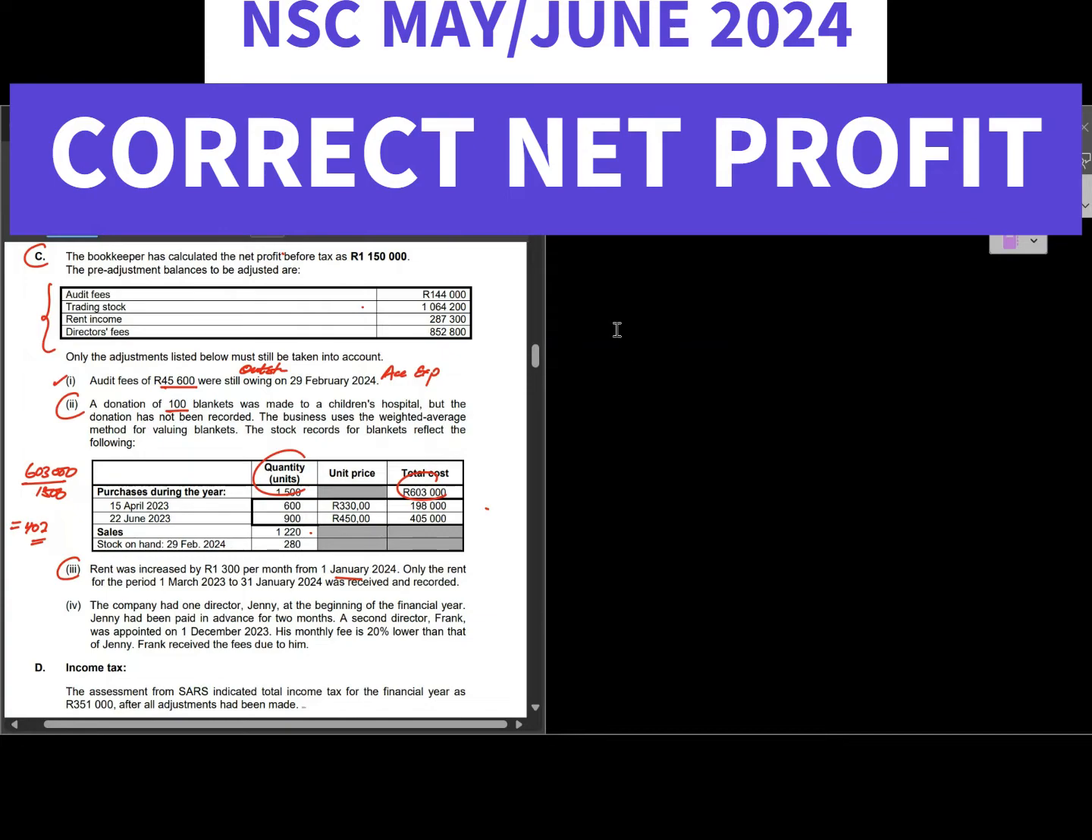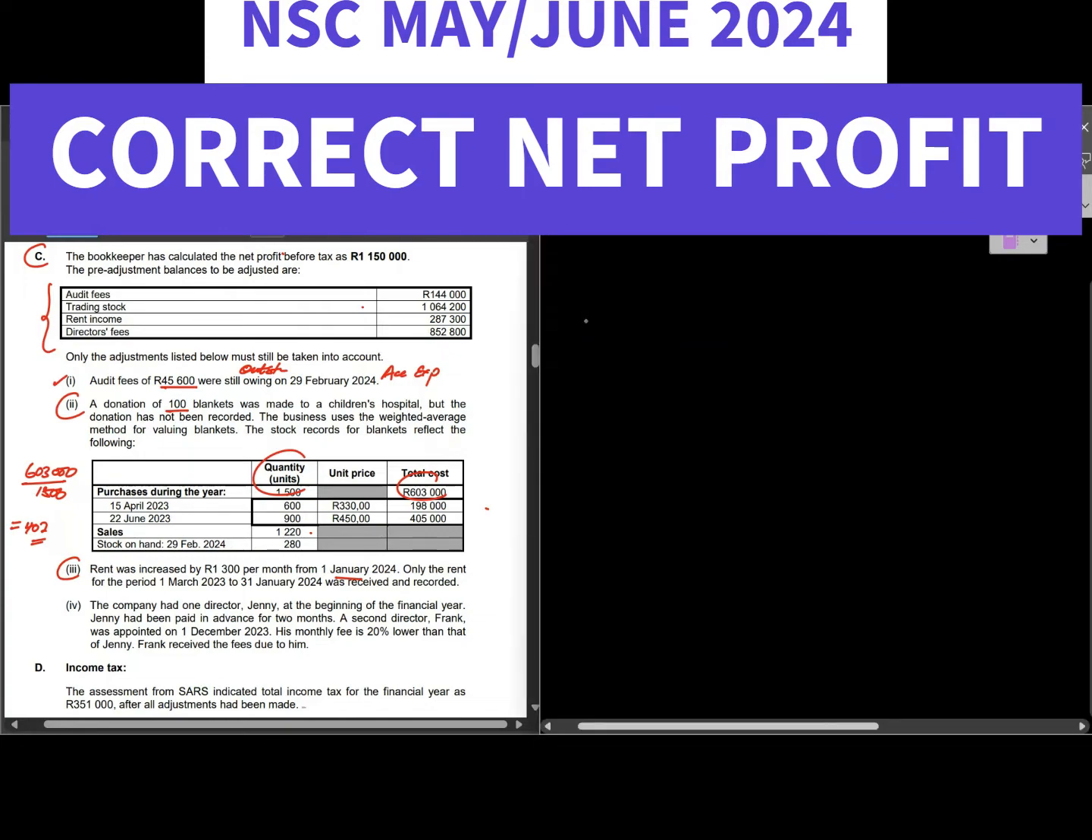We understand that our financial period is ending on the 29th of February, that is 2024. That means it began on the 1st of March 2023. And then we are told that on the 1st of January, that is the year 2024, rent was increased by 1.3.